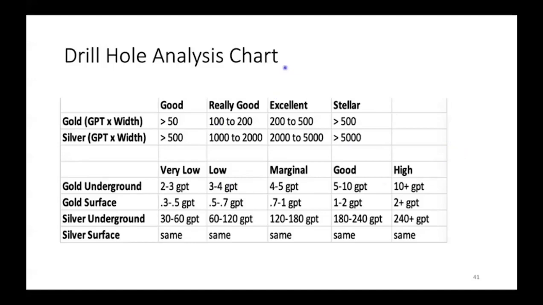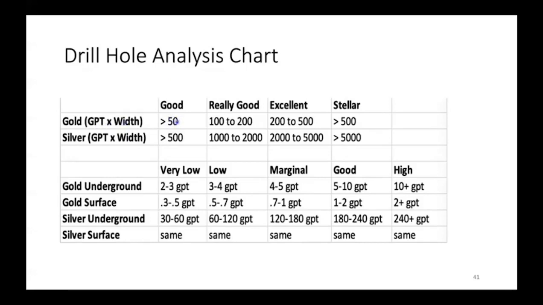So when you do a drill hole, it really comprises 2 data points. The first one is your grams per ton times your width. So you multiply these up. So let's say that we have a grams per ton of 5, and then we have a width of 10. So you multiply those, you get 50. So that would be a good drill hole.